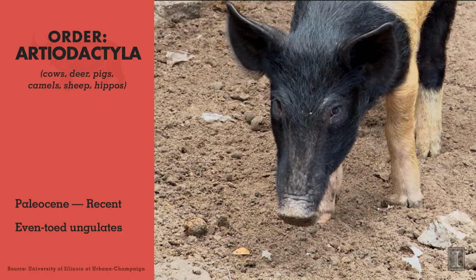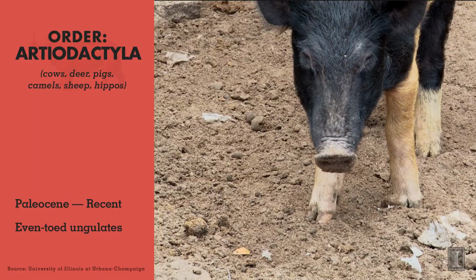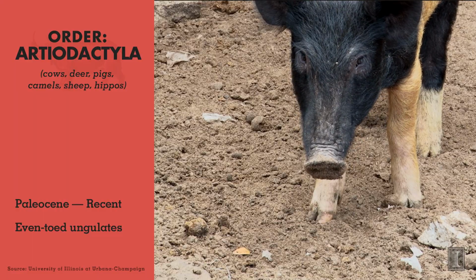So it's a description of their hooves actually, and so they either have 2 or 4 branches on their hooves. So these are even-toed ungulates. And examples of these are cows, deer, pigs, camels, sheep, and hippos. Just keep in mind that artiodactyls are your even-toed ungulates. We got cow, deer, pigs, and camels, which we couldn't fit in here.